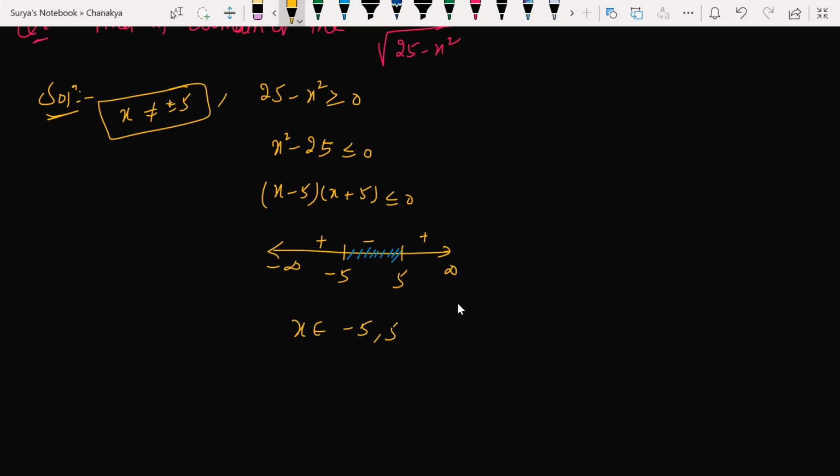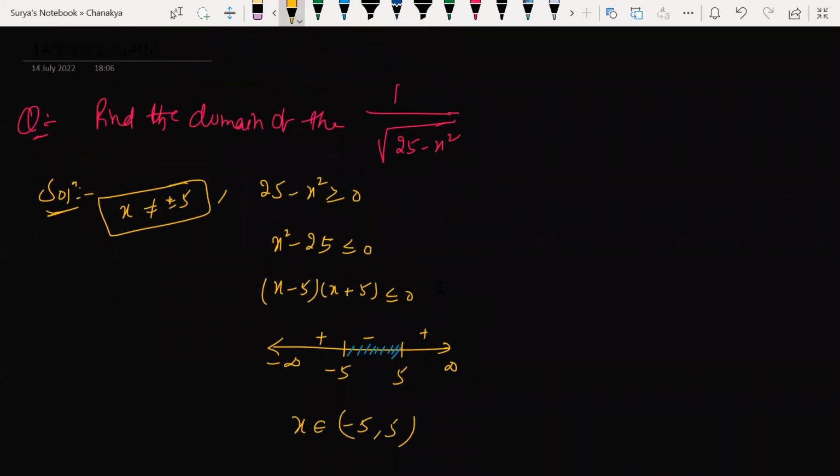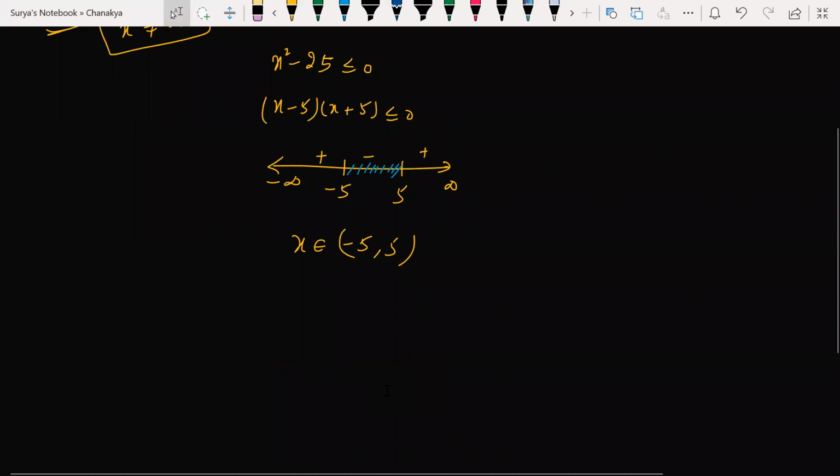Open bracket or close bracket? Tell me now. Open bracket. Why? We should not include 5. That is why open bracket. If you include 5, what happens? The denominator becomes 0. This is the domain method, right? So we have solved the questions yesterday as well.